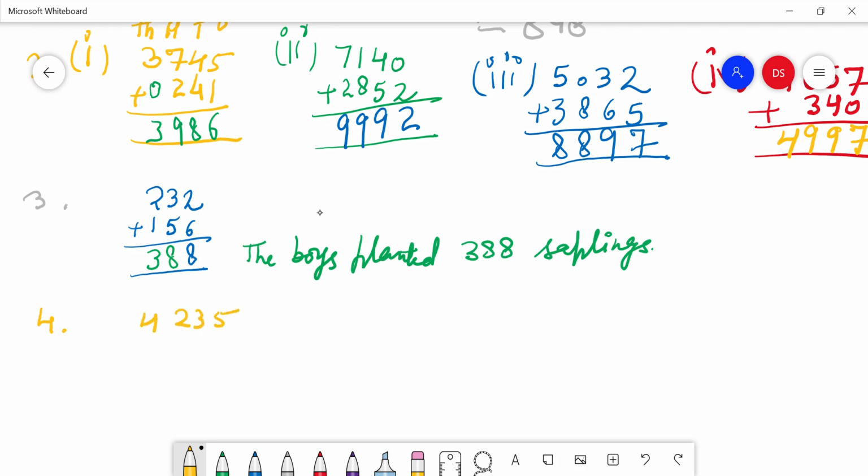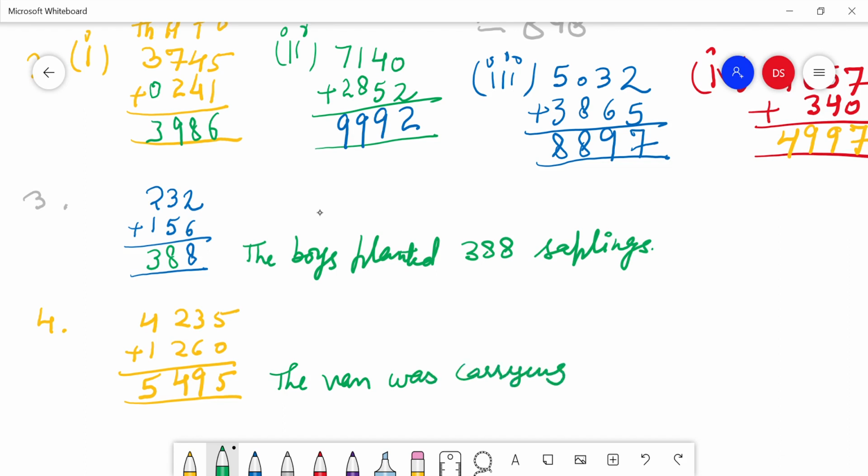4,235 packets of toned milk and 1,260 packets of flavored milk. How many total packets was the van carrying? We will add the numbers. 5 plus 0 is 5, 3 plus 6 is 9, 2 plus 2 is 4, 4 plus 1 is 5. The answer is 5,495. How many packets was it carrying altogether? The van was carrying 5,495 milk packets altogether.